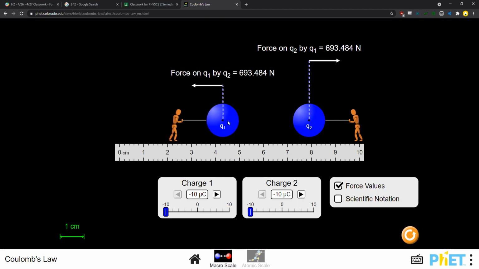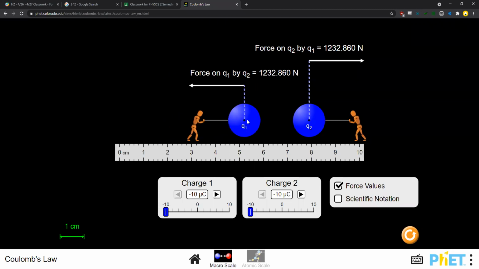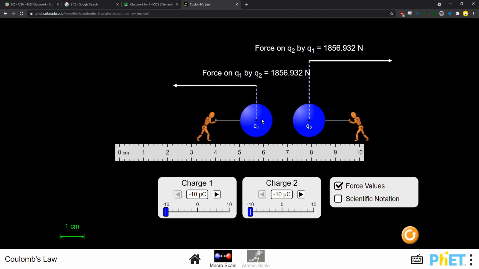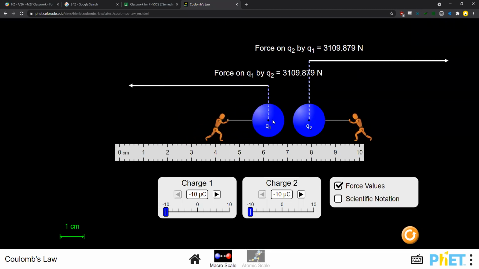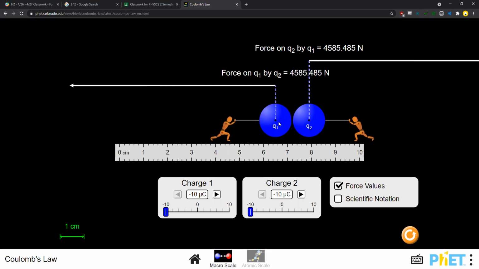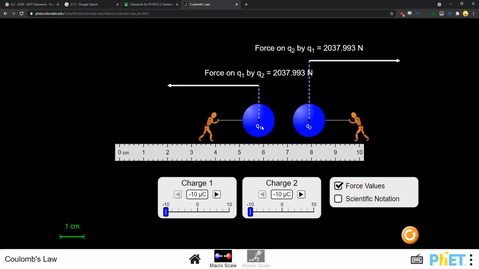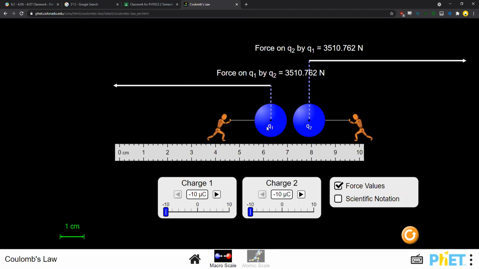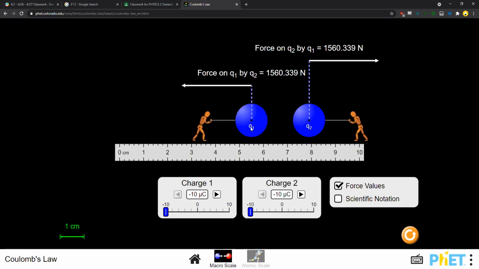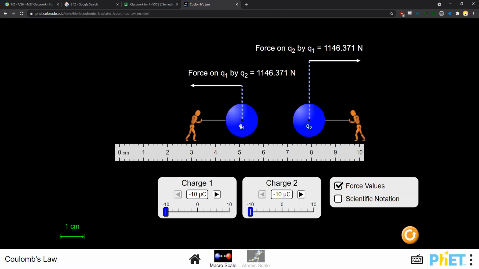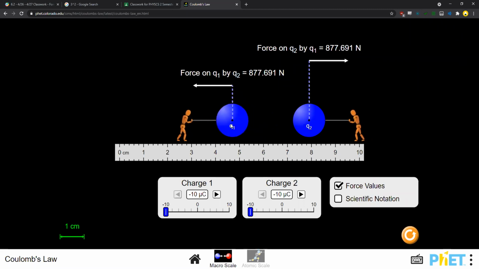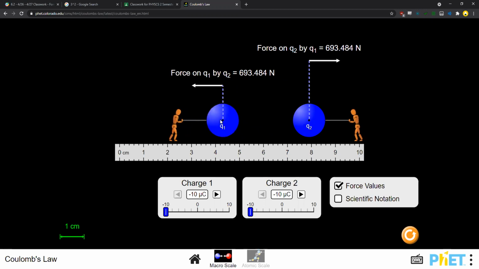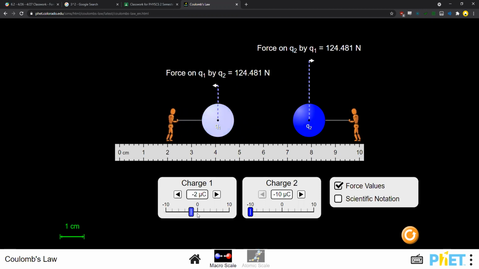What happens to this force as you get closer and closer and closer? What happens to an electrostatic force? It increases, yeah. You can just tell by looking at the number. What happens if you increase the distance between these 2 charges? It decreases. Decreases, okay.